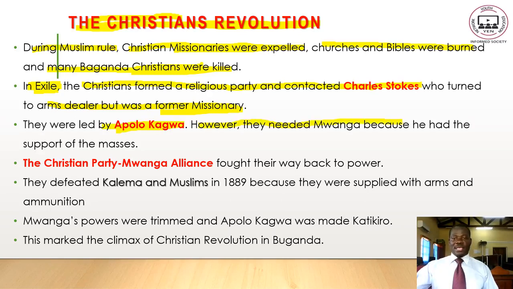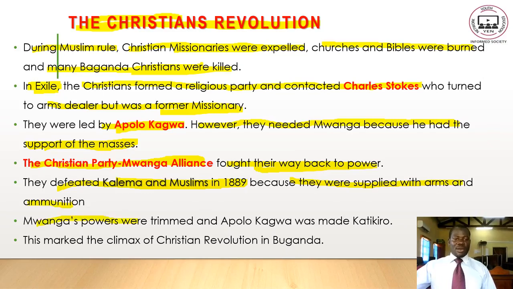However, they needed Mwanga because he had the support of the masses. So Apollo Kagwa led this expedition of the Christians to take over Buganda. But they needed the exiled king to be installed back, because although he was a bad leader, he had the support of the people. So the Christians wanted the support of the people. So the Christian party and the Mwanga alliance fought their way back to power. They defeated Kalema and the Muslims in 1889 because they were supplied with arms and ammunition.